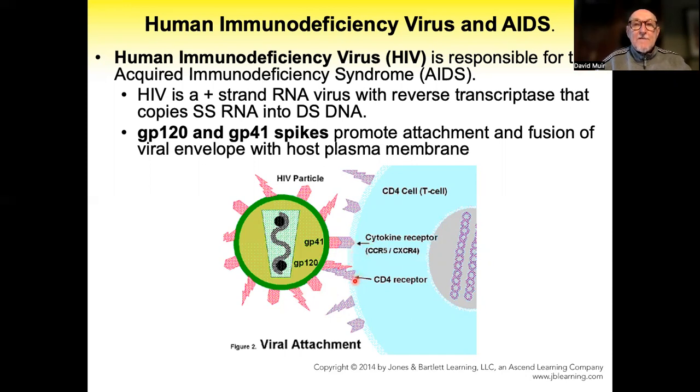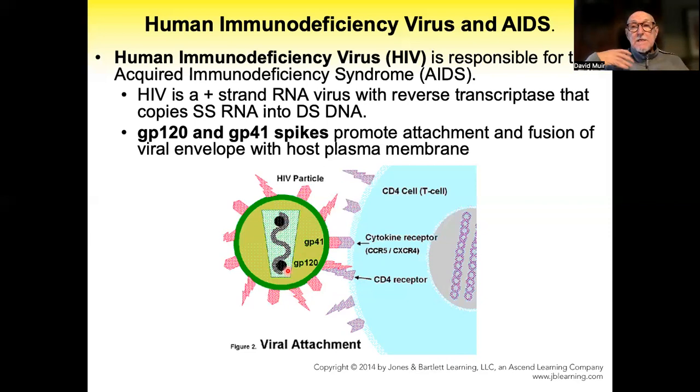and the CD4 receptor. Both have to be bound by the spike proteins of HIV in order for the virion to attach and then inject its capsid. Here's the capsid, a conical capsid. It contains two single strands of RNA, and it also contains this enzyme here, which is reverse transcriptase.